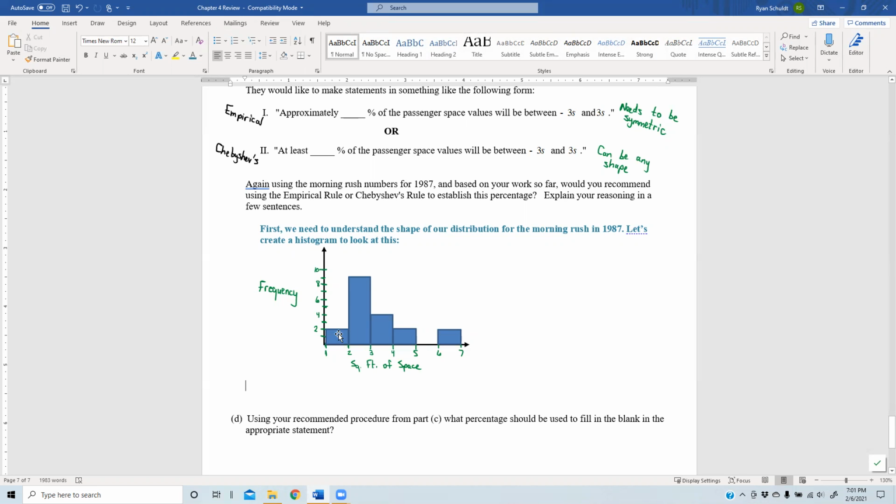Okay, so if we look at this histogram, is it symmetric? No, not nearly. This histogram is not in any way, shape, or form symmetric.